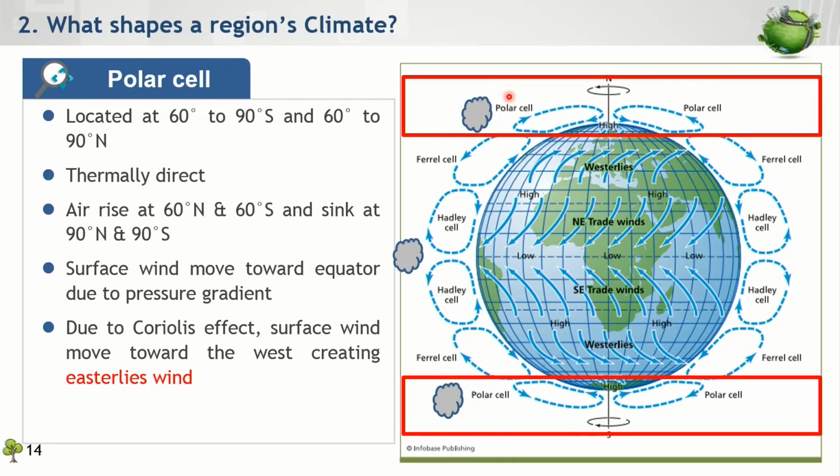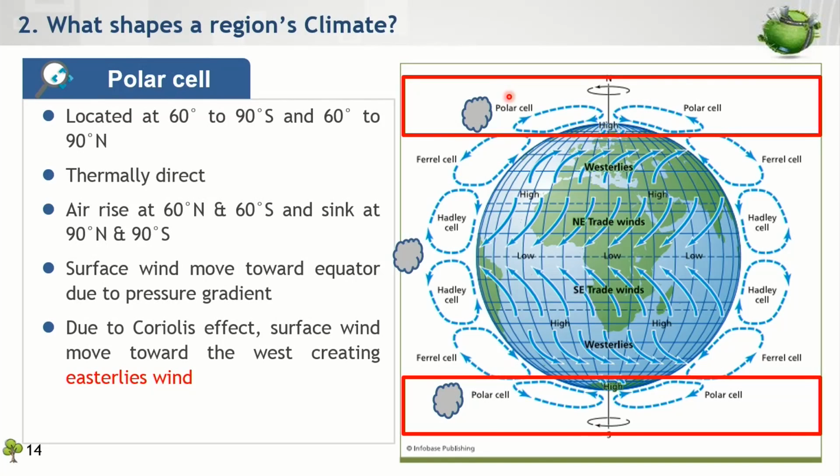So in summary, we can see that the temperature gradient, pressure gradient, and Coriolis effect are the major factors that influence atmospheric circulation, which creates different wind patterns and influences the global climate pattern. The three convection cells set the framework for a regional climate.